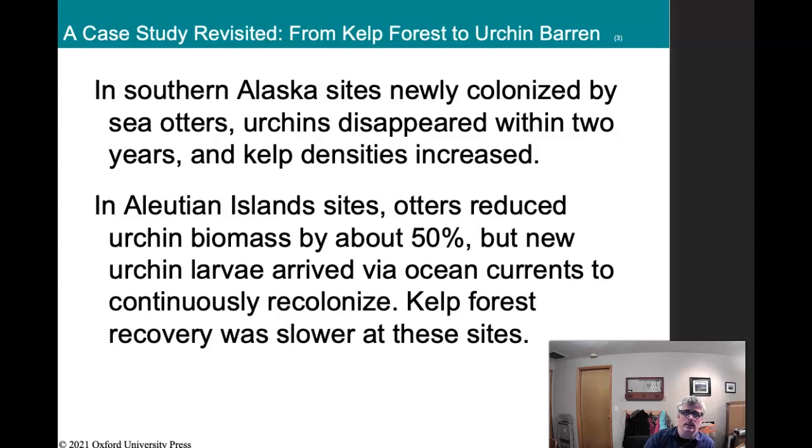In southern Alaska, at sites newly colonized by sea otters, urchins disappeared. In 2 years, kelp densities increased. So in the Aleutian Islands, sea otters have been reduced a whole lot, I think it's probably the next slide. They've been reduced, and then they started rebounding and then colonizing new islands. There's this big long chain of islands, and they'd move and colonize a new island, consume urchins, and then the kelp would come back.